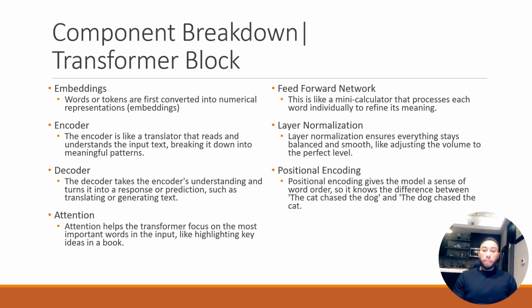And then finally, we have the positional encoding. And so that gives the model a sense of word order, so it knows the difference between the cat chased the dog and the dog chased the cat. And we'll talk a little bit more about this, but as we know, the RNNs are able to have that sequential pattern, but because everything is absorbed as a set with the transformer, that piece is somewhat lost. So positional encoding helps with that.